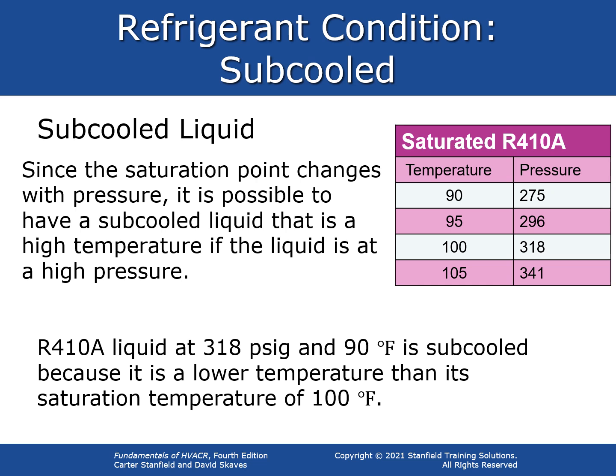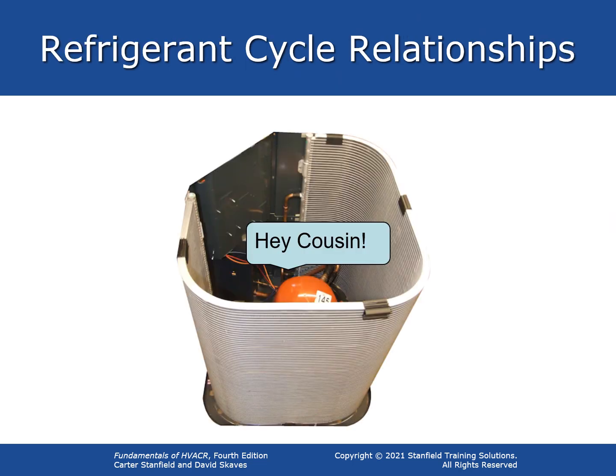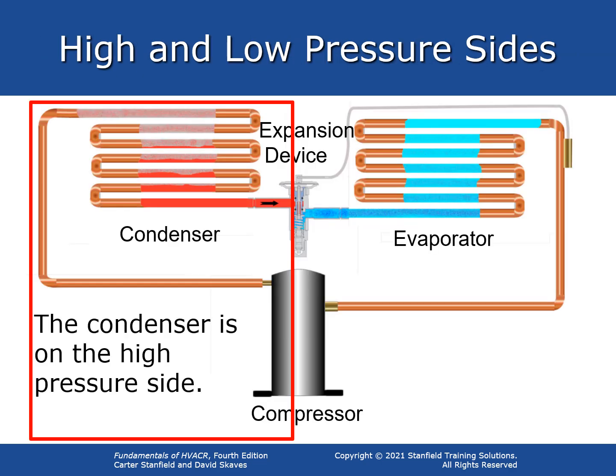This is because it is at a lower temperature than its saturation temperature of 100 degrees. The best way to understand the refrigeration cycle is to understand the relationship between the components. A mechanical refrigeration system has a high pressure side and a low pressure side. The compressor and expansion device are the dividing points between the high and low pressure sides.